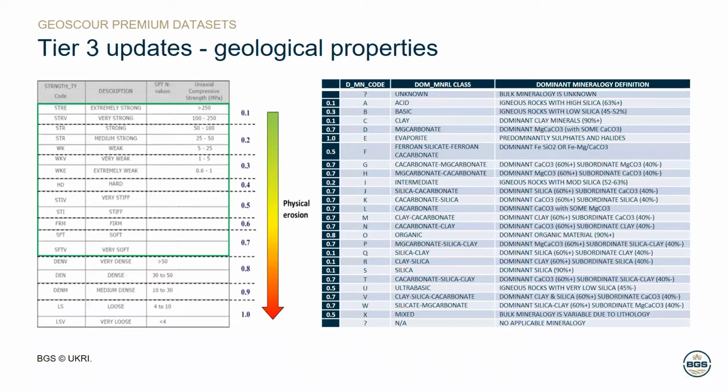So starting with the geological properties layer, this provides information on the potential and ease for riverbed and riverbank materials to be eroded and dissolved, considering density, strength, and mineralogy properties of the materials per river reach.